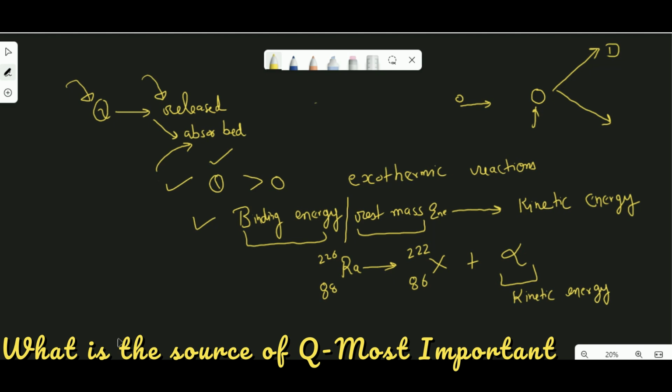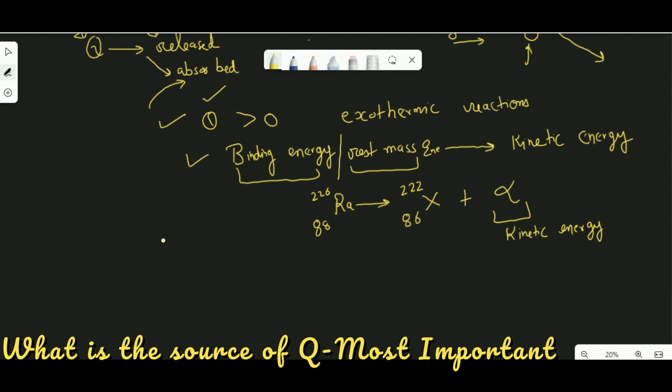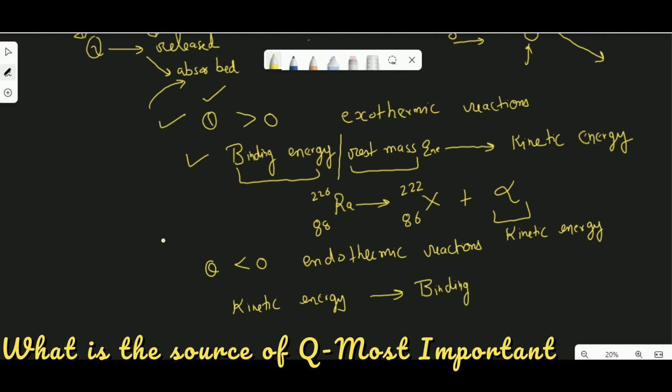Okay, but there are certain reactions where Q is less than 0, and these are called endothermic reactions. Now in these reactions, the kinetic energy gets converted into the binding energy. So these reactions absorb energy. Okay, that is the most important thing.